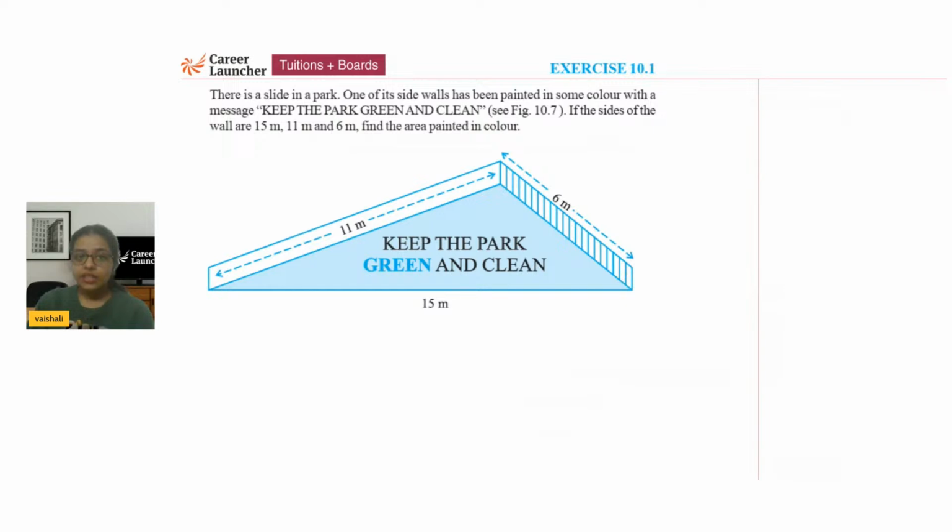There is a slide in a park. One of its side walls has been painted in some color. So there is a message that they want to convey. And if the sides are given as, okay, let's write them down. A is 15, B is 11, C is 6. So let us calculate the value of small s, which is the sum of all divided by 2. So how much is this? Calculate and see. This is basically 32. If you divide this by 2, you would get 16.